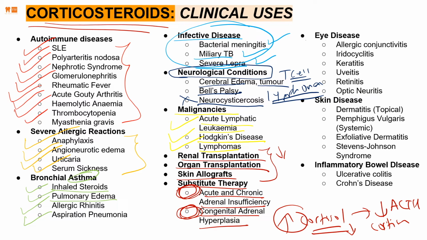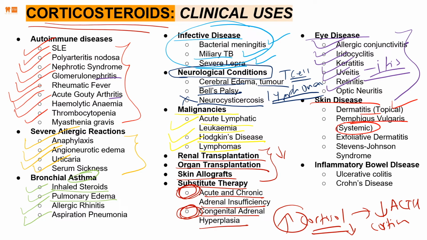Okay. Eye diseases, allergic conjunctivitis, iridocyclitis, keratitis, uveitis, retinitis, optic neuritis. Itis, guys, itis is inflammation. That's why there's so many, right? Nephritis, arthritis, there's so many itis. Then there's skin disease, dermatitis. Here we go again. Topical, guess which one? Topical is triamcinolone. Also know other things like dexamethasone, hydrocortisone can be used.